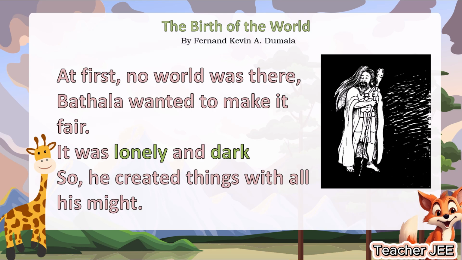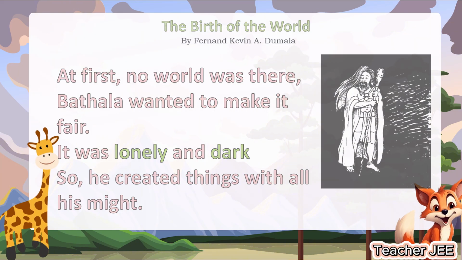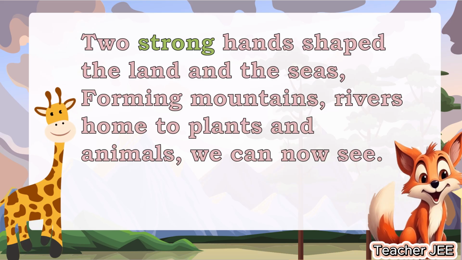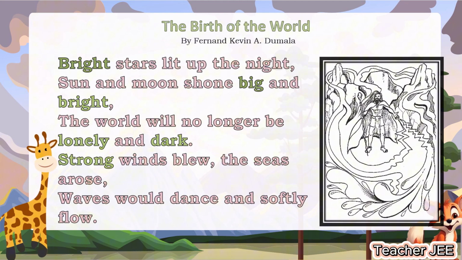The Birth of the World. At first, no world was there, but Allah wanted to make it fair. It was lonely and dark, so He created things with all His might. Two strong hands shaped the land and the seas, forming mountains, rivers, home to plants and animals we can now see. Bright stars lit up the night. Sun and moon shone big and bright. The world will no longer be lonely and dark.